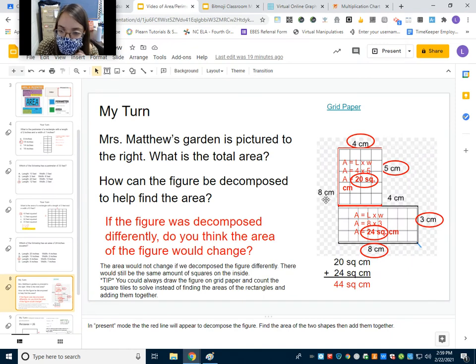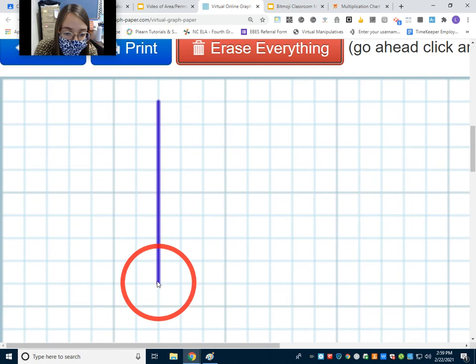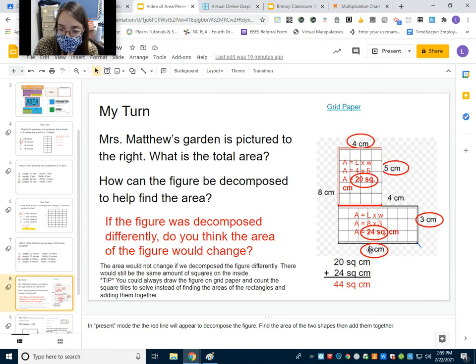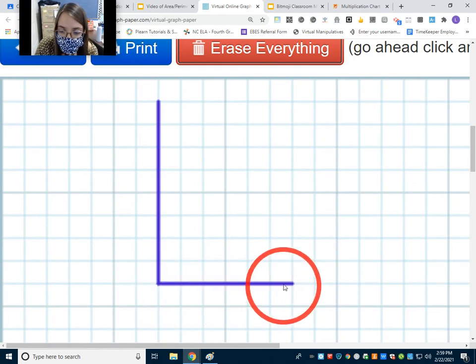Here we go. All right, so first see how this is 8 all the way down? So I'm going to come to my grid paper and count 8 down. 1, 2, 3, 4, 5, 6, 7, 8. Next, it's 8 across. So I'll count 8 across. 1, 2, 3, 4, 5, 6, 7, 8.